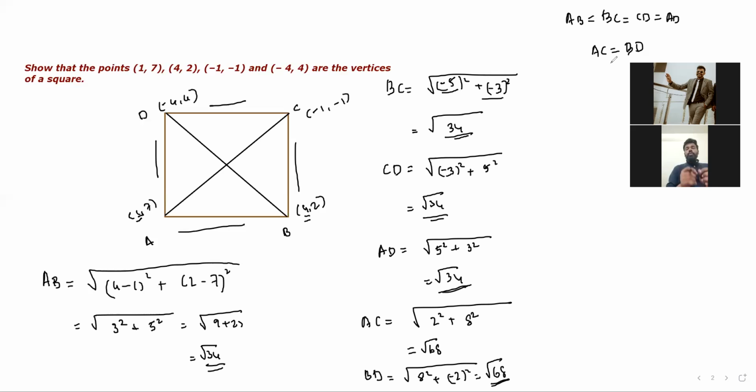So hope you have understood what the distance formula is and how to derive it. And also we have applied that distance formula in this question to check whether the given vertices are of a square or not. More about coordinate geometry we will be learning in the next session.